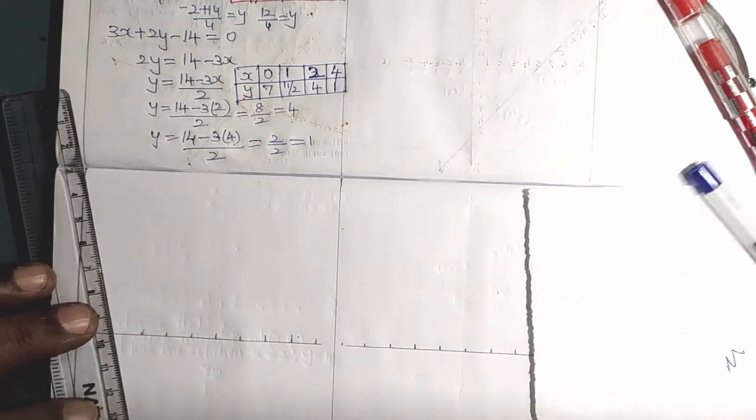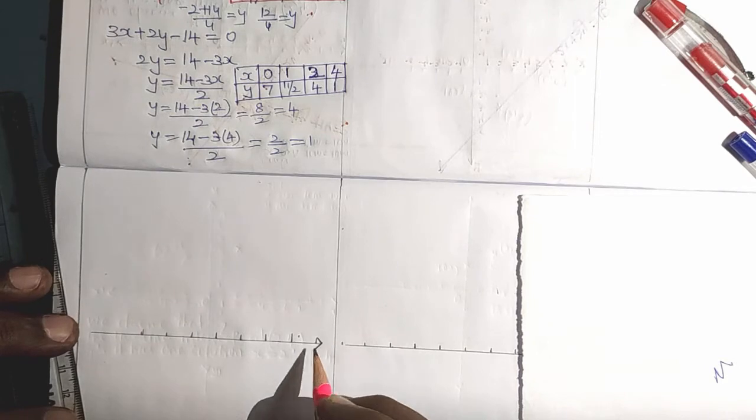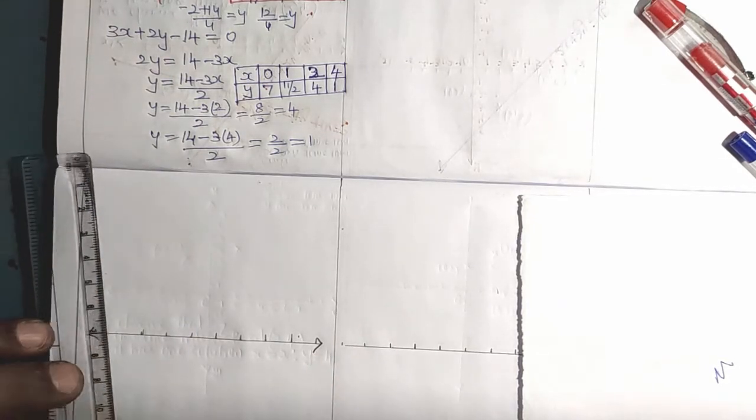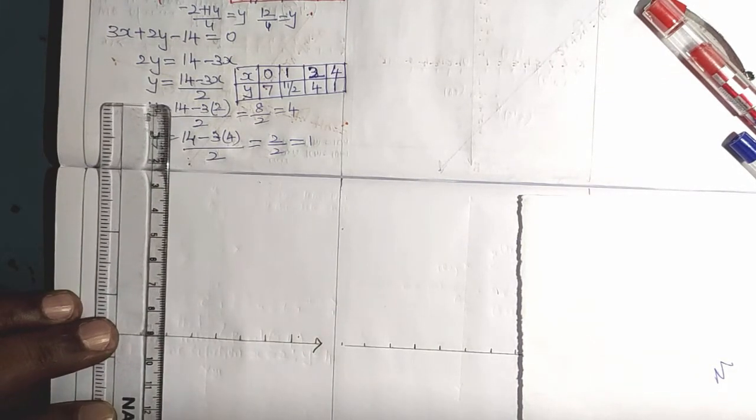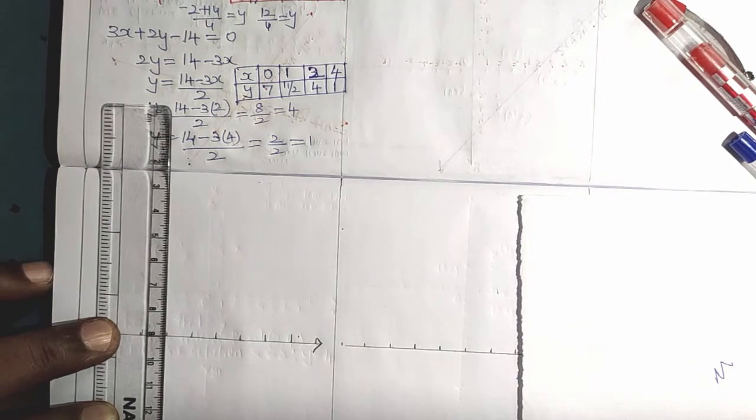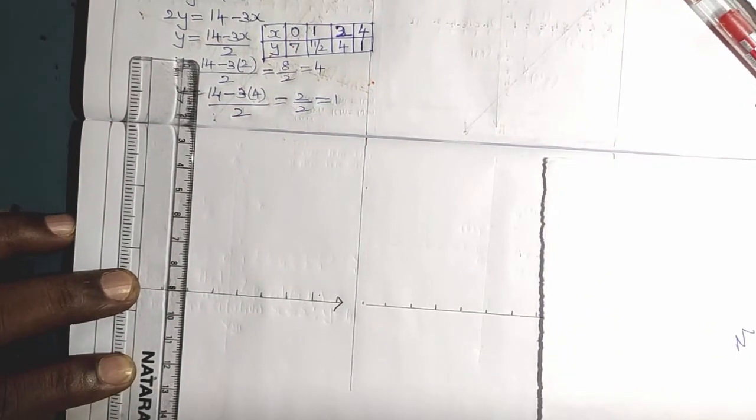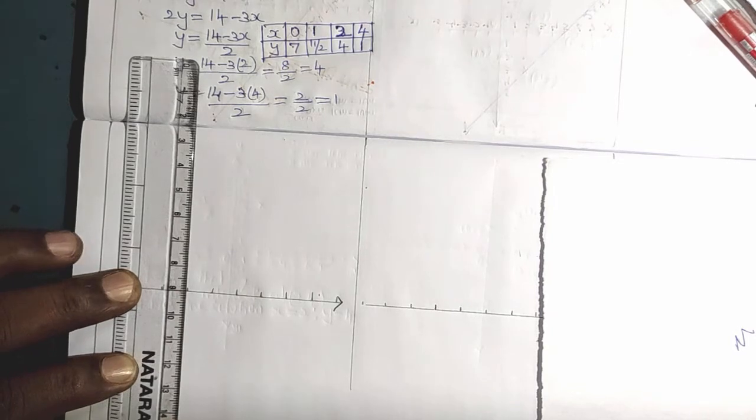You see, I have drawn an x-axis here. This is my x-axis, and this is my y-axis. I am going to draw here. Visible? Okay, Sham. Yes, sir.